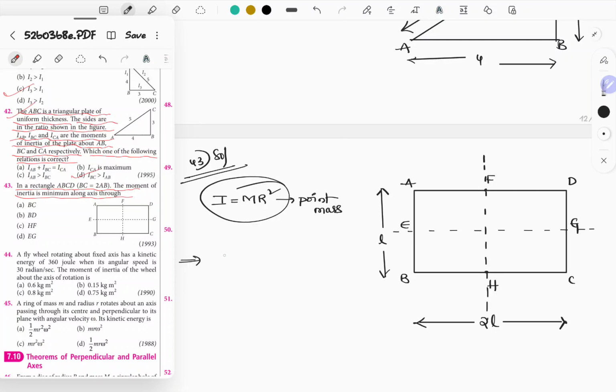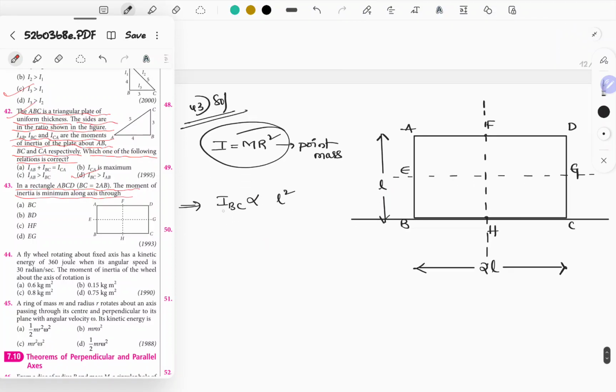They are given some options, right? Moment of inertia along BC. If I take moment of inertia along BC, the total mass is at a distance of L, so I'm just writing it as proportional to L square. Okay, so what about moment of inertia about BD? If you want to find out moment of inertia about BD, this is how it is. Is its mass distribution at a very small distance from its axis? No, it is not. So observe the axis at a different location.